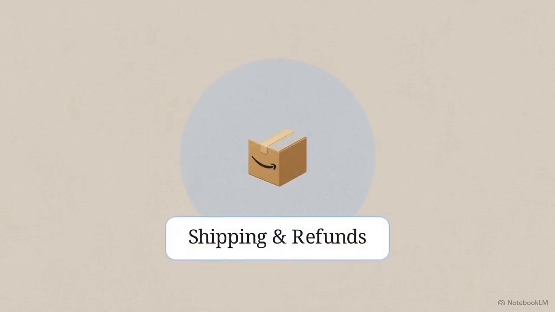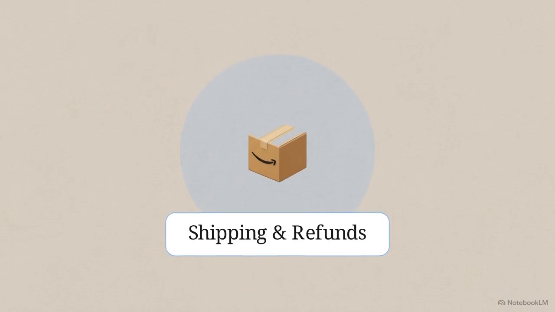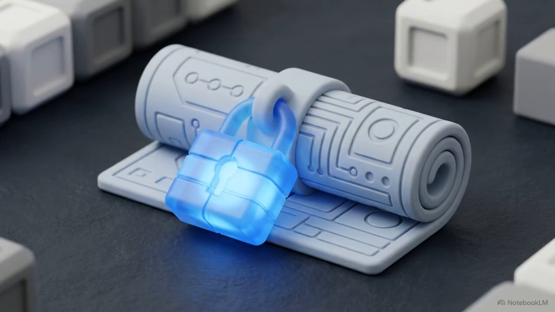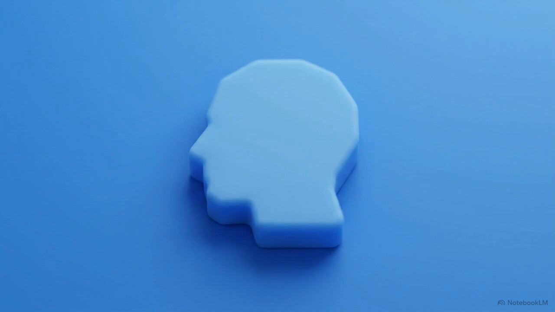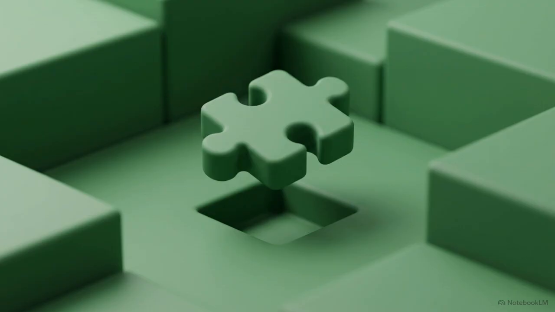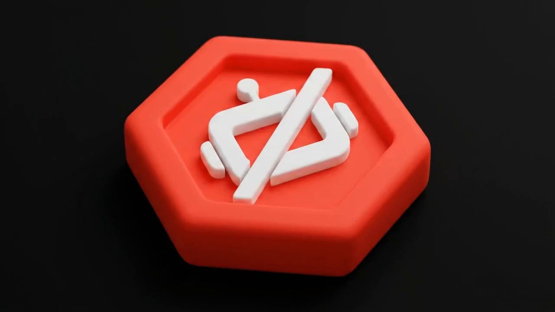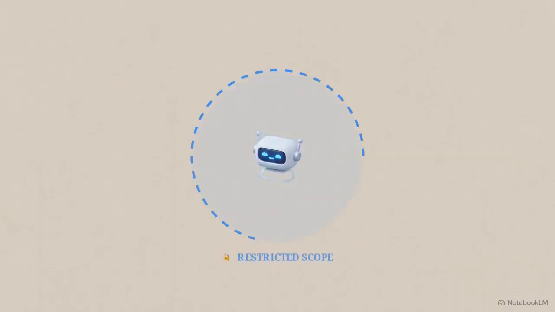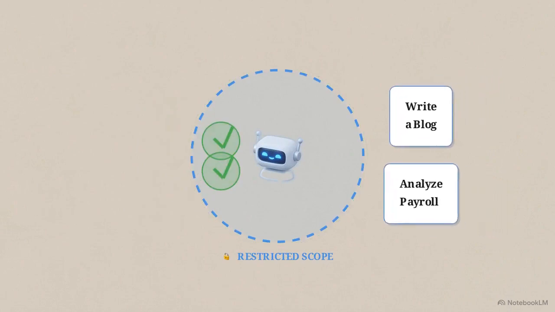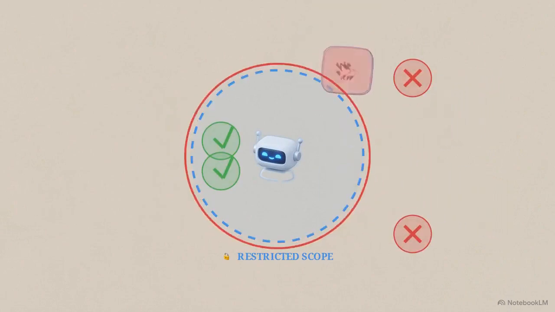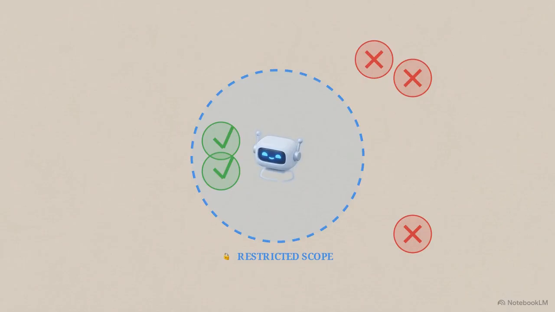That might mean it only answers questions about shipping and refunds. Before writing a single line of code, lock down 3 answers. Who is the specific user? What exact problem does this solve? And most importantly, what is the AI explicitly forbidden from doing? Tightly restricting the scope is your strongest safeguard. It keeps the system from wandering off topic and inventing policies you do not actually have.